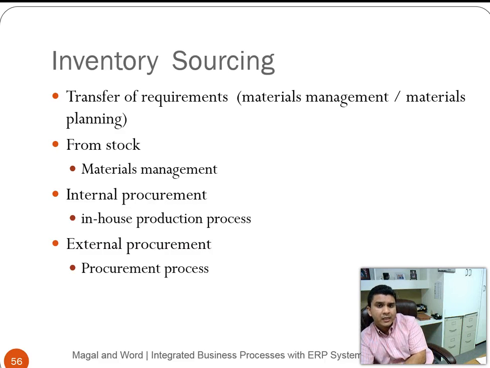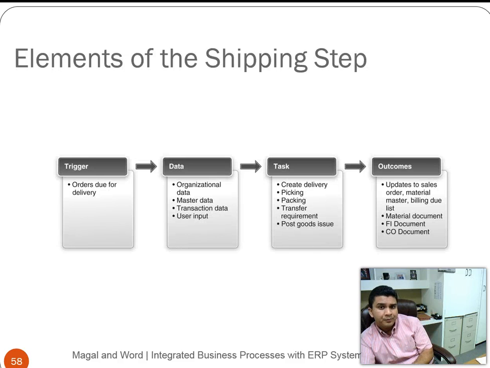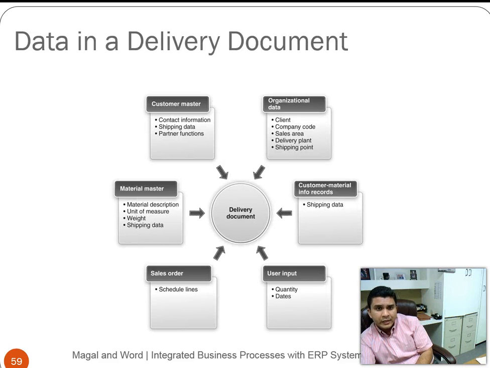Inventory sourcing, you're doing materials management. So once you receive a sales order, you have to know whether you have those items in your inventory. So for that, you do inventory management. Shipping involves outbound deliveries, picking, packing. Of course, these could be optional. And then the elements of shipping, of course, orders due for delivery, and where they need to be shipped and all that stuff. The delivery document can contain all this data, all this information.